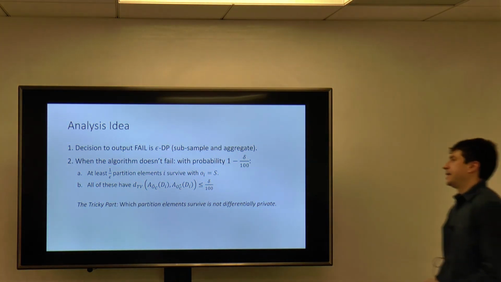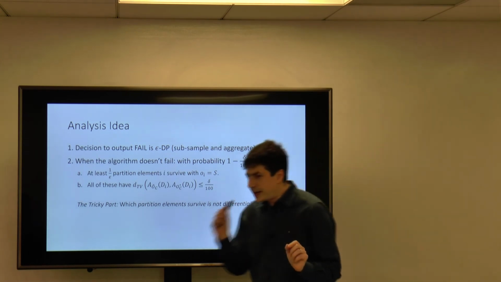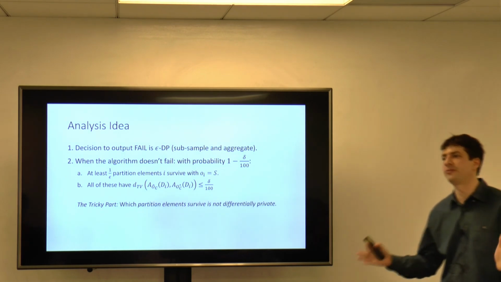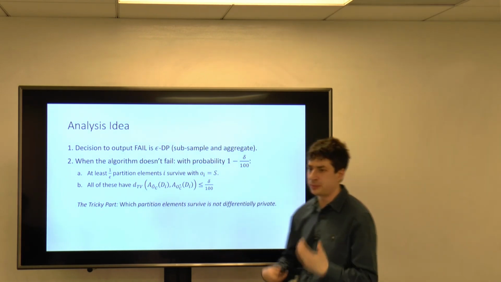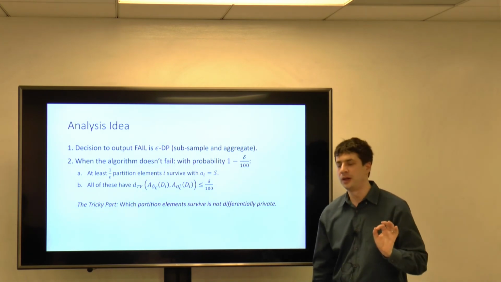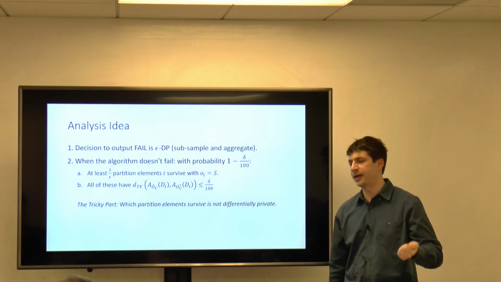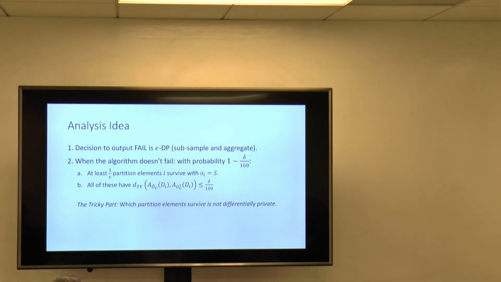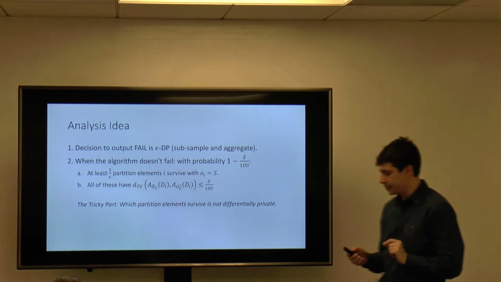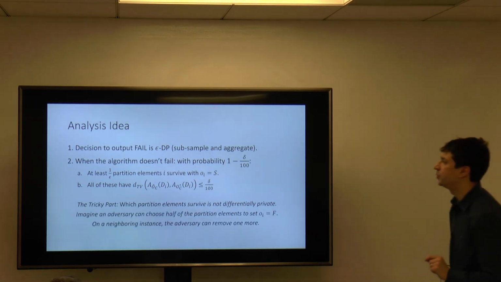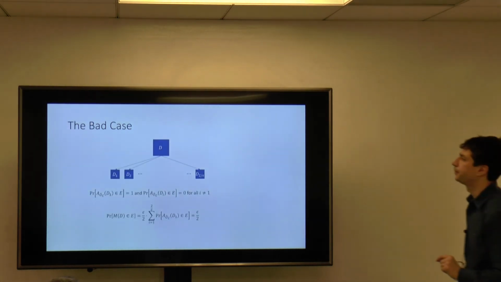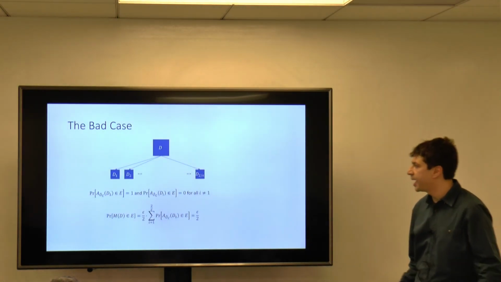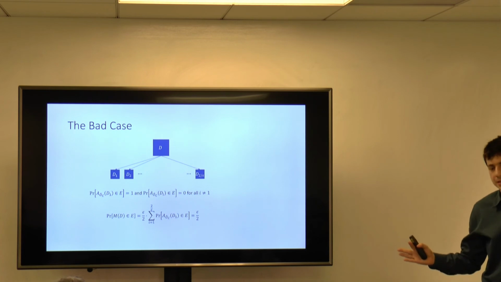The tricky part is that which of these partition elements survived, that's not differentially private. The count, the number of the ones that survived, is differentially private, but which of them survived is not, because the Oracle might fail in some adversarial way. So maybe it fails if it sees my data point in there. And so which of the partition elements survived, it's not private. And so here's the kind of thing that you might worry about. OK, so let's imagine we've partitioned our data set as follows, and maybe all of these partition elements survive.